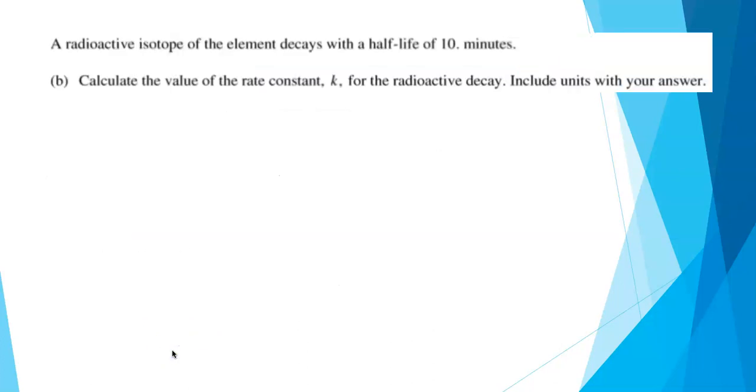All right, a radioactive isotope of the element decays with a half-life of 10 minutes. Okay, so there's a radioactive isotope. Half-life means half of the radioactive material will react or decay in 10 minutes. Calculate the value of the rate constant for the radioactive decay. Include units with your answer.